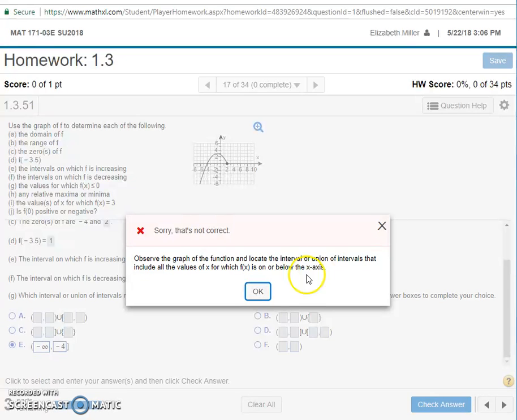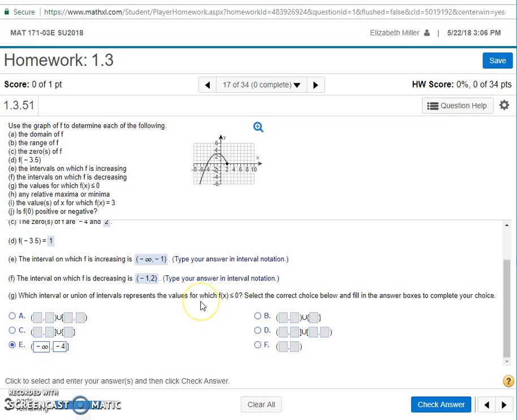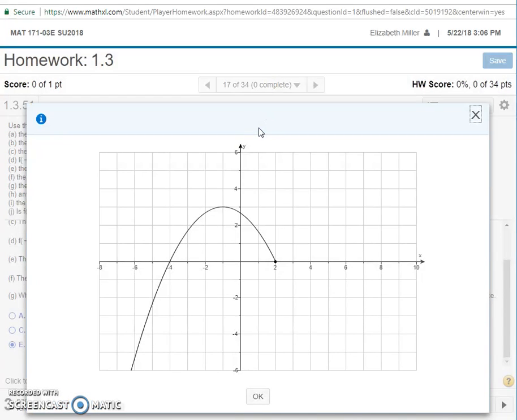Interval or union of intervals that include all the values of x. Well, guys, you get to see me make a mistake, but I'll tell you what I did. It said less than or equal to 0, right? So this is all less than. This point is equal to 0. But what I forgot was this point is also equal to 0.